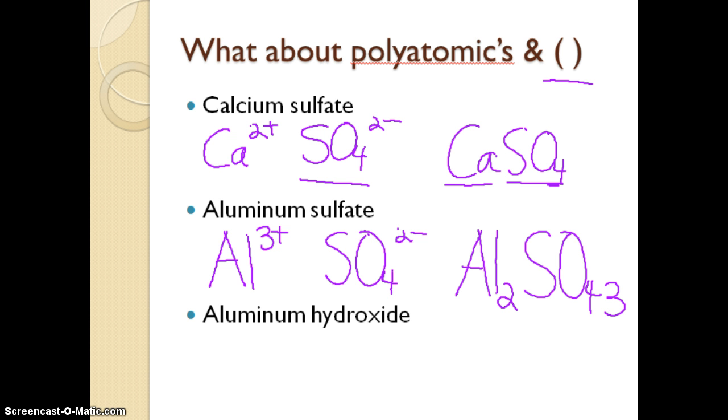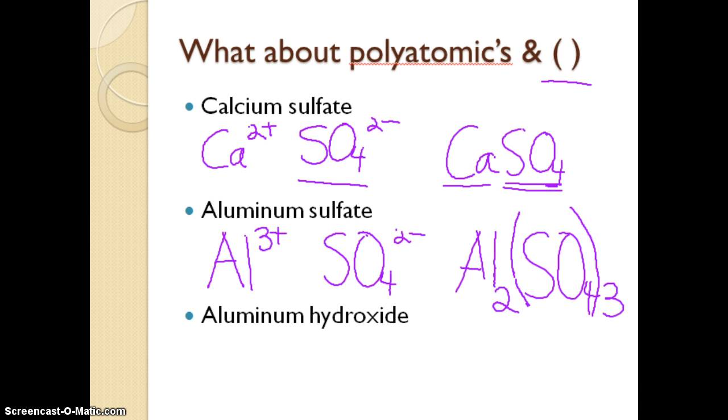No, that's not right. I want to take 3 sulfates, but it looks like I took 43 oxygens. I want to take 3 SO4 groups. So how do I do that? Just like in math, I want the 3 to go for everything inside the parentheses. So there is our formula for aluminum sulfate.